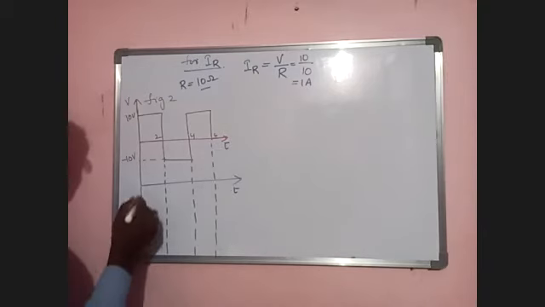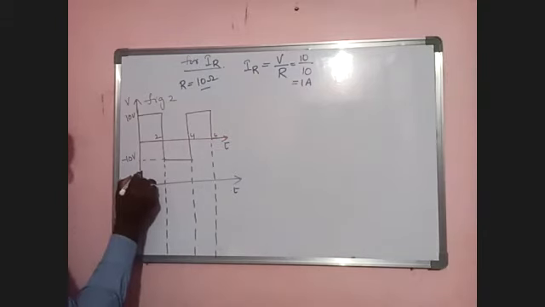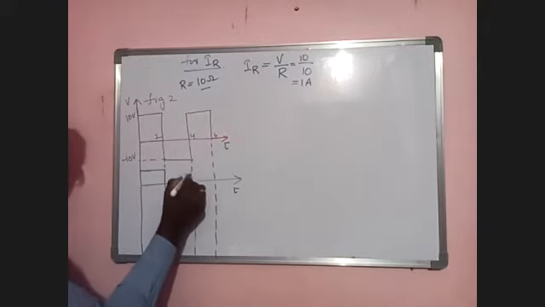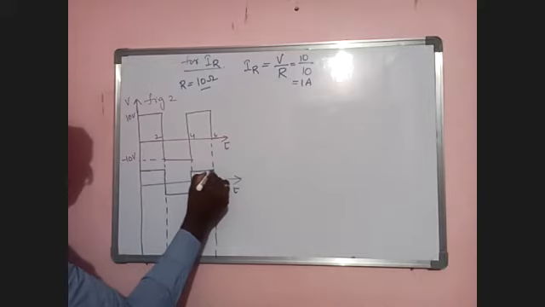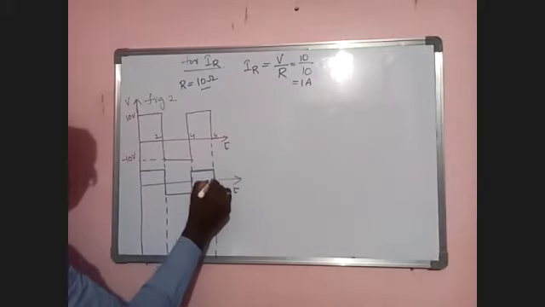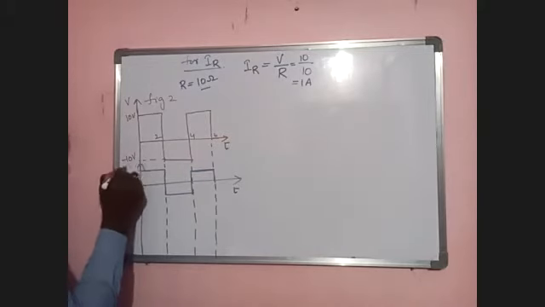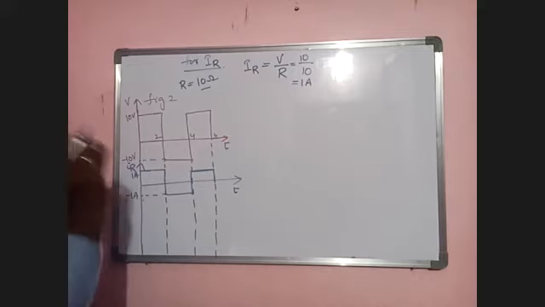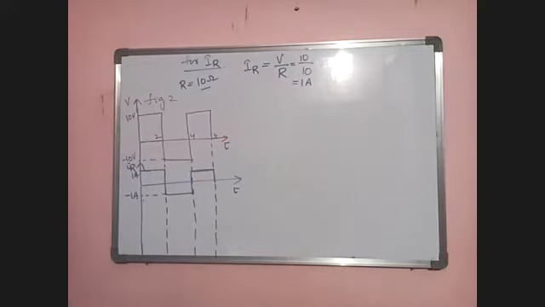I R is the same as it is, but the magnitude is reduced. This is I R: 1 amp, plus 1 amp, minus 1 amp. Okay, now?